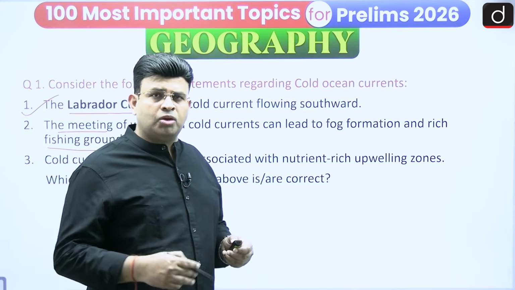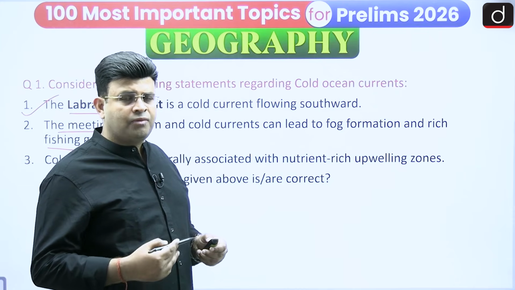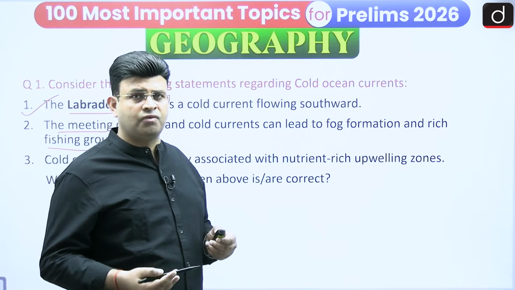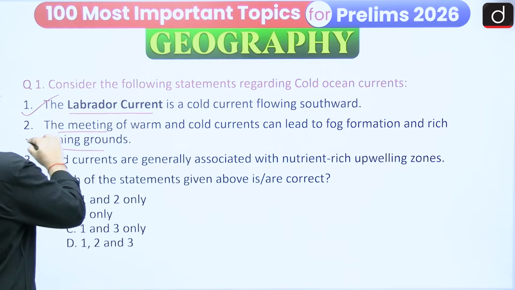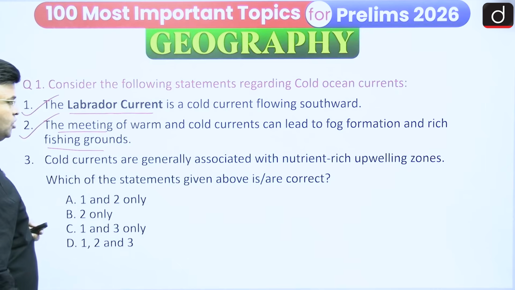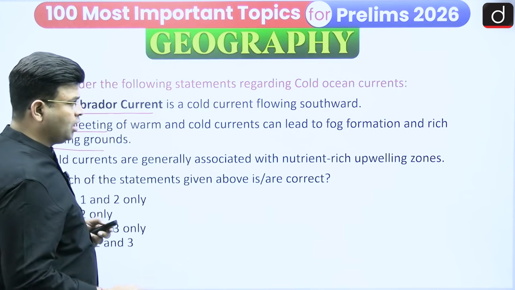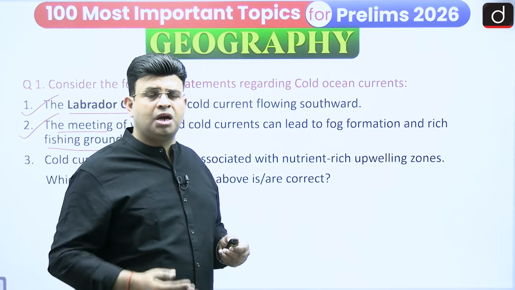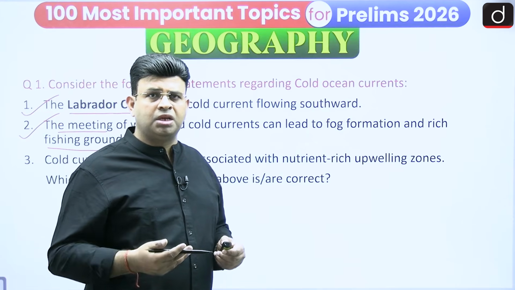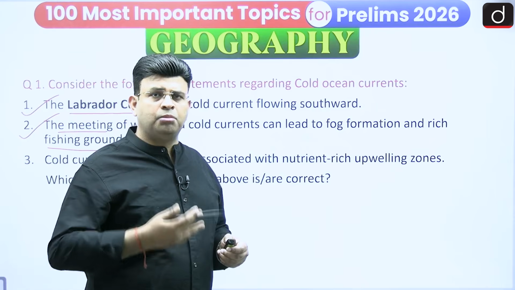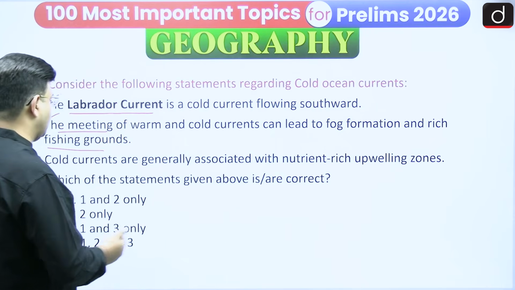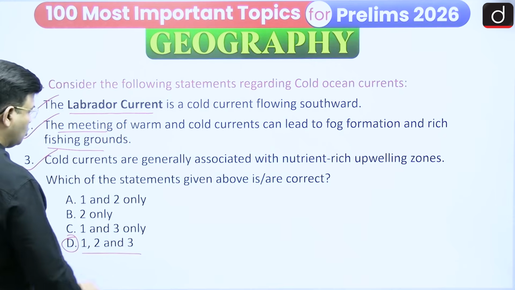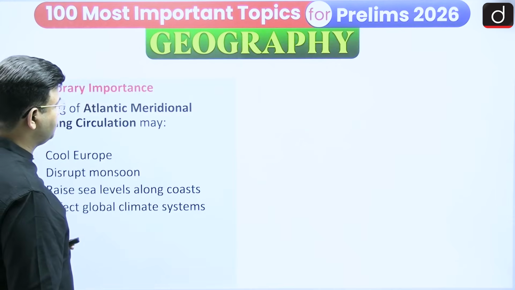When the cold Labrador current and the Gulf Stream meet in that region, there is fog formation, and a large amount of nutrients come up, therefore it is a fishing ground. So this statement is also correct. And then, cold currents are generally associated with nutrient-rich upwelling zones. Yes, if a cold current is in the coastal area, there is an upwelling of cold water from below, and nutrients come up with it. This statement is also correct, and we can say that option D, 1, 2 and 3, all are correct.